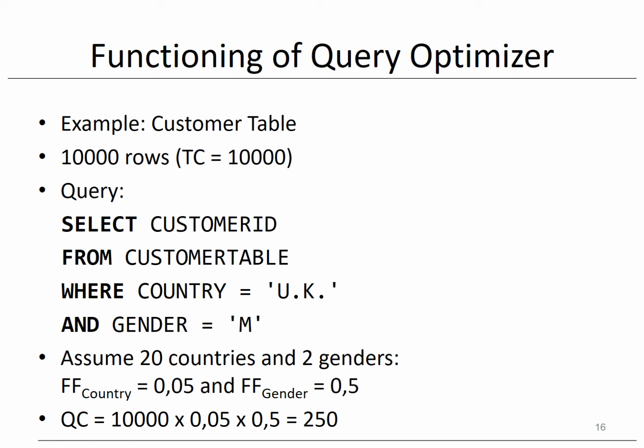Suppose a table contains 20 different countries and gender has two values, M and F. In that case, FF country equals 0.05 and FF gender equals 0.5. The expected query cardinality can then be calculated as QC equals 10,000 times 0.05 times 0.5 equals 250. Thus, we expect 250 rows in a data file to have both the properties country equals UK and gender equals M.